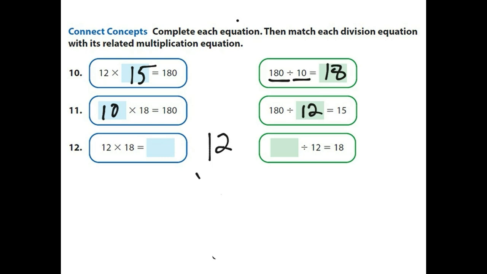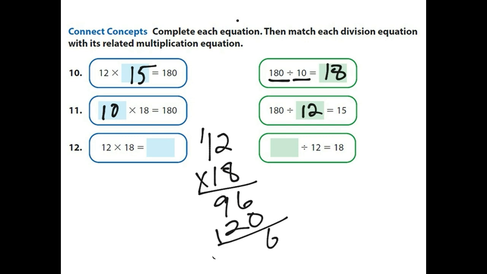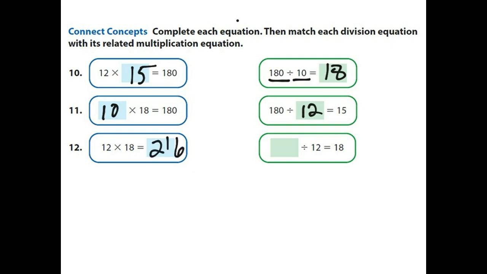Alright, and 12 times 18. 8 times 2 is 16. Carry that one. 8 times 1 is 8 plus 1 is 9, so 96. Drop my 0 and put my 12 there. It's going to be 216. Well, 18 times 12, got the inverse there. That's going to be 216. So what's going to match? Yep, this one and this one, this one and this one, and these two.